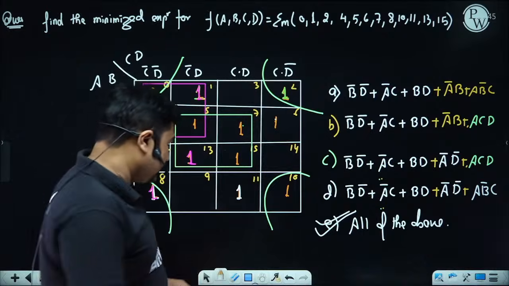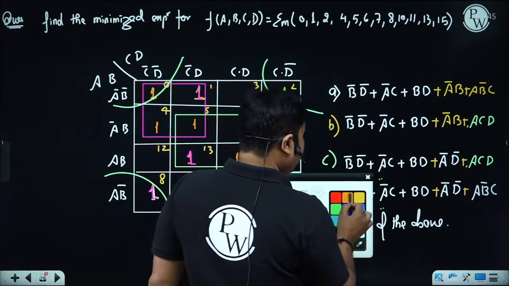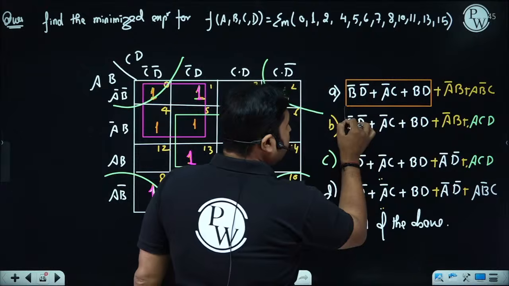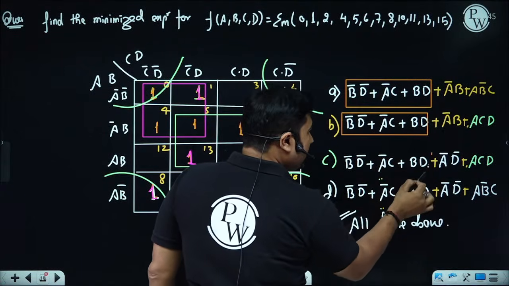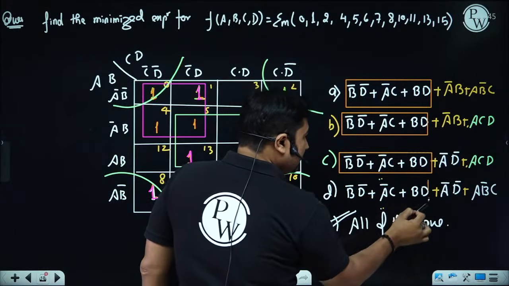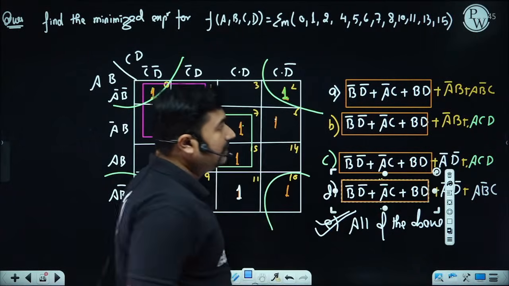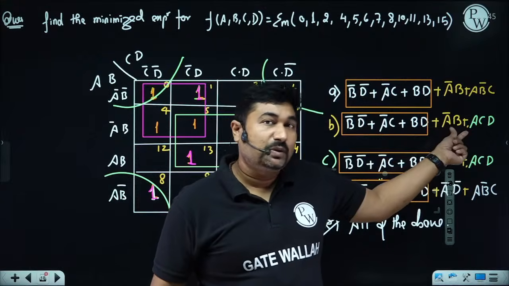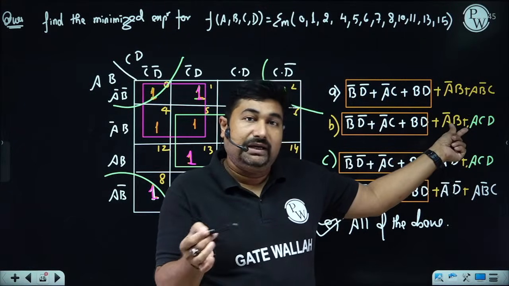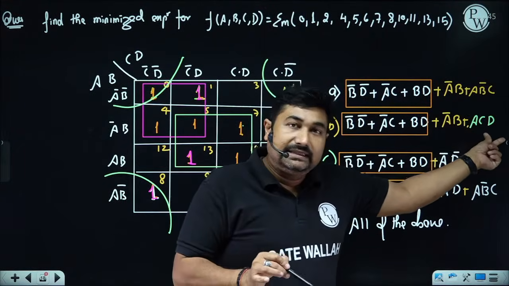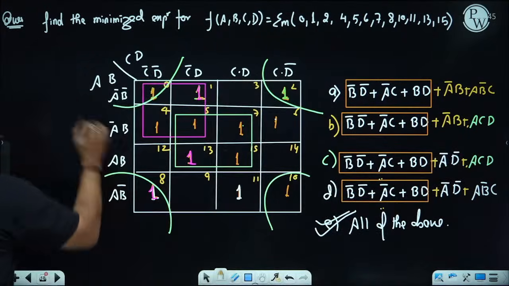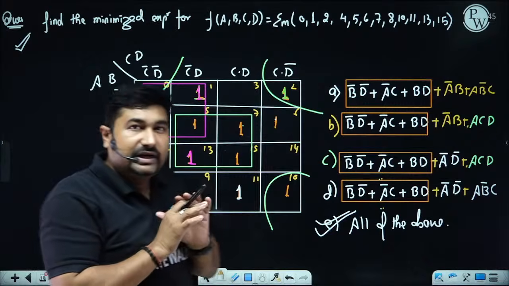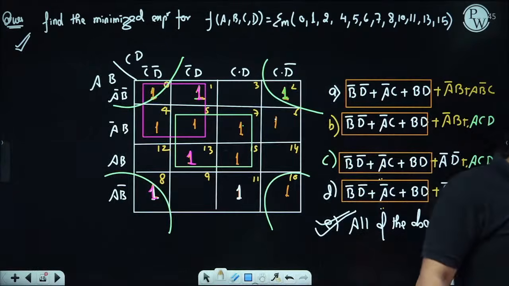Here, if you observe, these are the essential prime implicants, which must be the part of the minimized expression. Rest, if you observe, we have A bar B, which cannot be further minimized. It is a prime implicant, but not an essential prime implicant. ACD is a prime implicant, but not an essential prime implicant. Hoping this question makes you very comfortable with this particular topic.